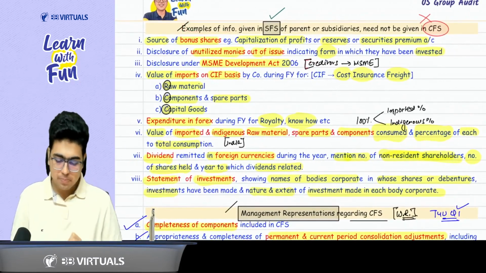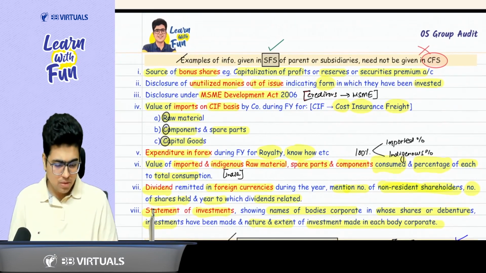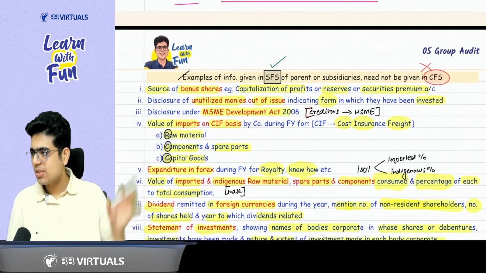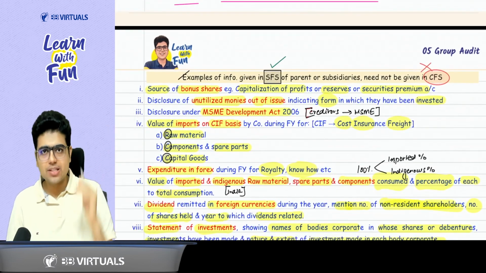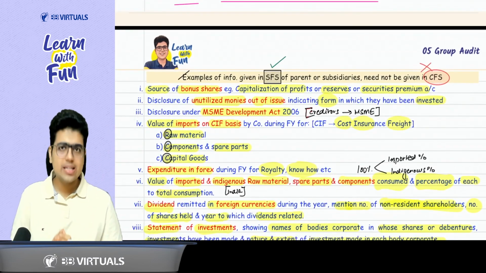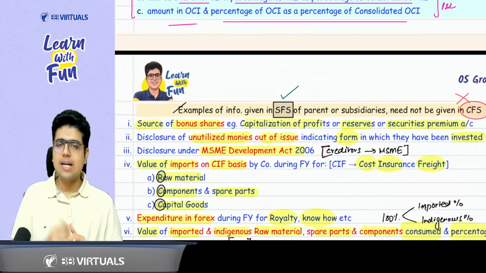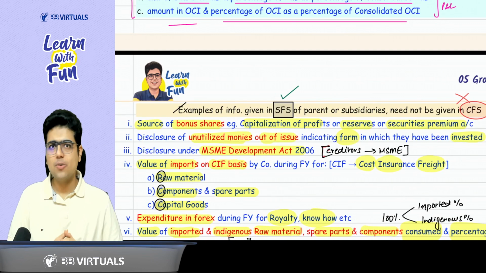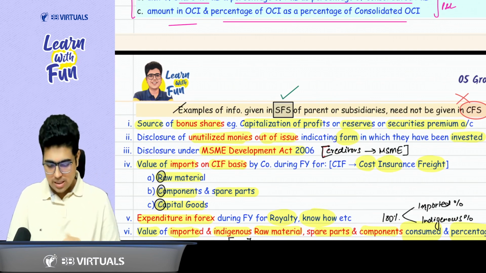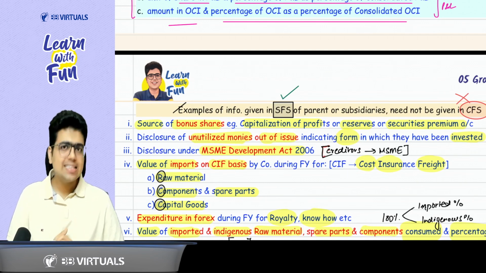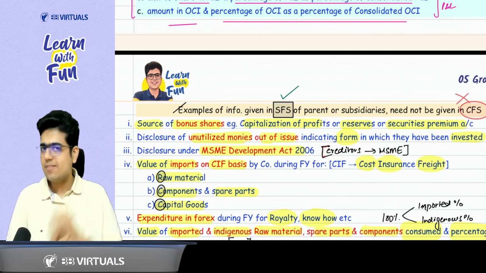Examples of information given in the SFS of any parent or subsidiary, but which is not required in case of CFS. So these are the information which are required in the SFS, that means separate financial statements, but not required in case of CFS. First of all, whatever is the source of bonus shares, capitalization of profits, security premium account, you need to mention in the notes to accounts. Unutilized money out of any issue of shares, you need to disclose it as a part of your SFS. And at the same time, you need to mention where this money is invested.